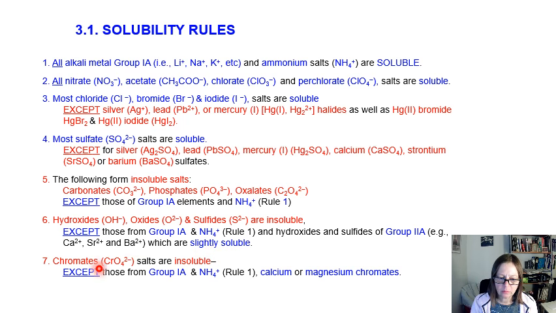Chromate salts are insoluble, except, once again, those from group 1A and ammonium from rule number 1, as well as chromates of calcium and magnesium.